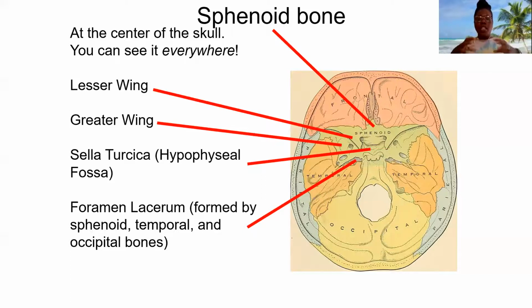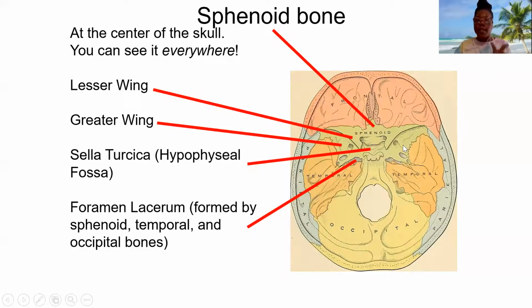And so it's really a centrally located structure, and it comes into contact with many of the other structures that we've spoken about and that we're going to speak about. So let's talk about some of the features of the sphenoid bone. We have the lesser wing. And the lesser wing are these lateral structures here that are shaped like a wing, and they can be distinguished from the greater wing.